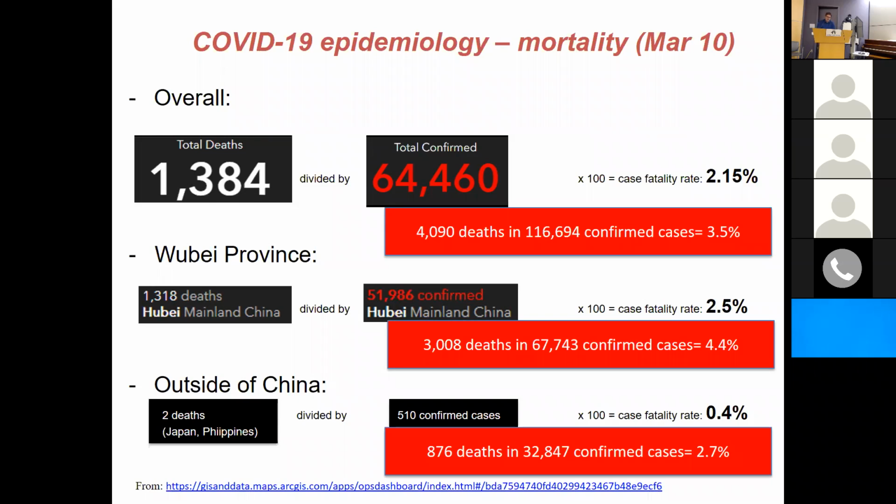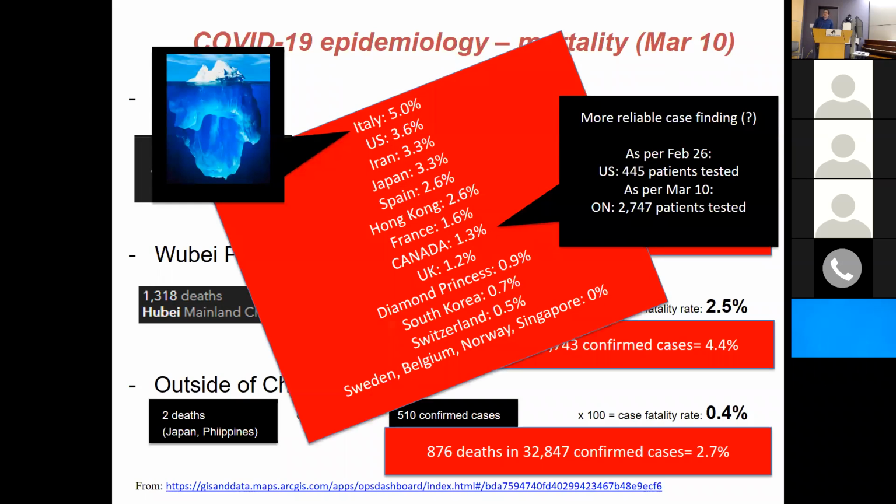But when you're looking at outside of China, and these are selected countries that have the highest number of confirmed cases, and they added in Canada as well, you see that the fatality rate ranged from 5% in Italy to 0.5% in Switzerland. And there are several countries that have hundreds of cases, and at least 2 days ago, they had 0 deaths. That was Sweden, Belgium, Norway, and Singapore.